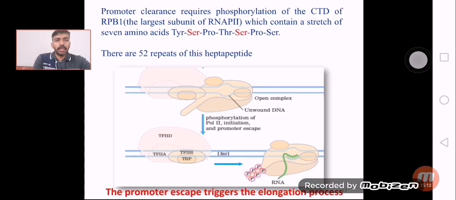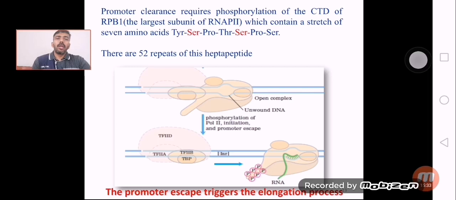So this is the event. You can see in the image all the transcription factors are left in the promoter region itself, and you can see that these will be utilized for a next round of transcription within that region itself. That sequence is loaded with an RNA polymerase complex again, right?